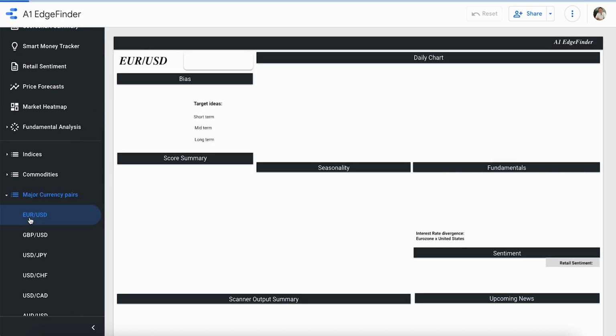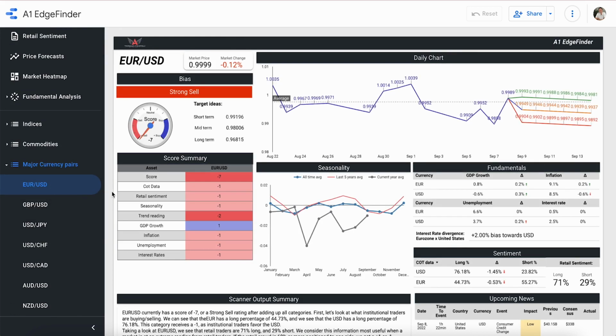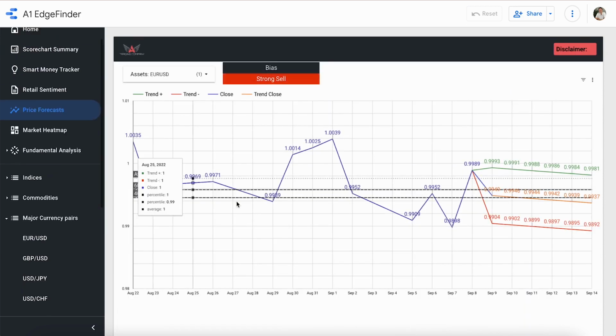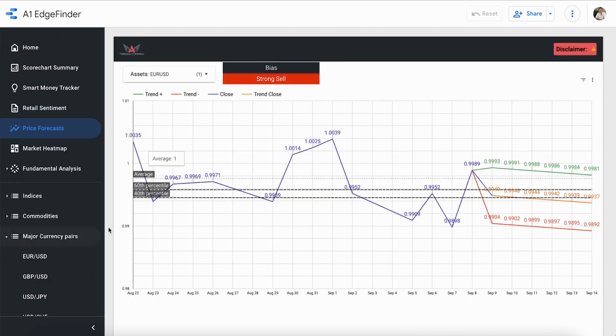So if we go to Euro USD, let's look at that really quickly. Major currency pairs, Euro USD, there we go, it's the first one. Click on that, here we are. We can see strong sell bias, and we can see our daily price chart, which is the same as what we're looking at right here. So I'm going to go back to these pages in just a minute, but we're going to focus solely on the daily price forecast page right now.